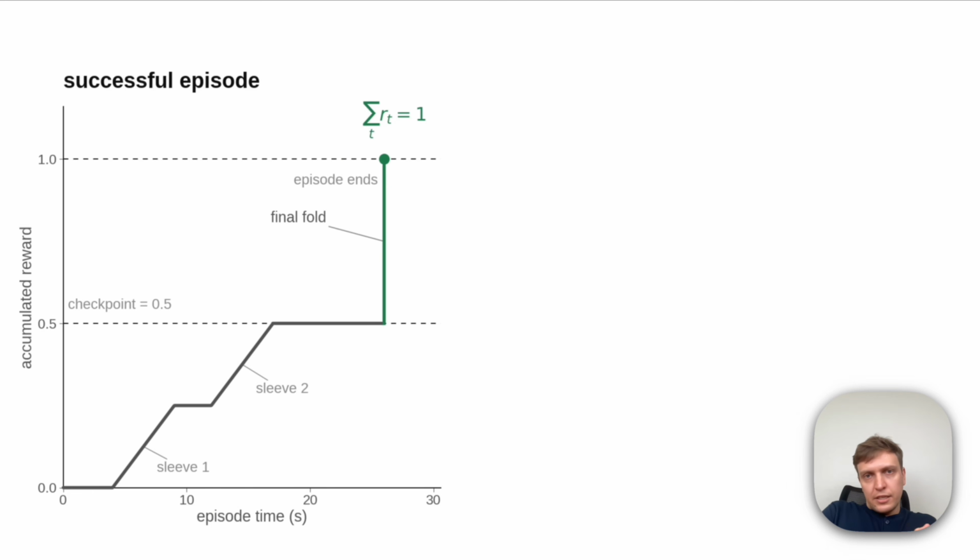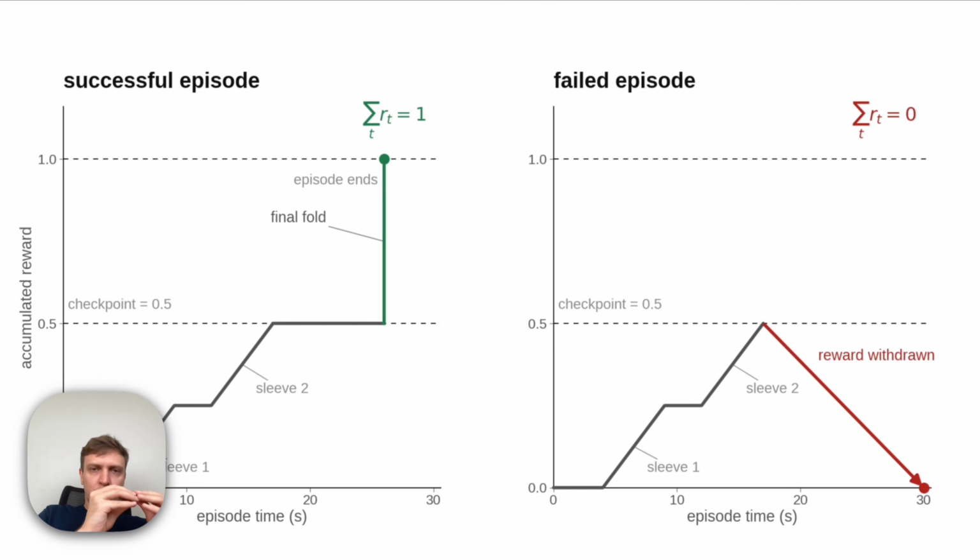The typical chart for a successful episode looks like this, like the one on the left. But what happens if we reach this first checkpoint, if we get 0.5 reward, but then eventually fail? You can make different decisions here. I'm not sure whether the one that I made is correct or not, but what I decided to do is to withdraw all the reward in case of eventual failure. So if you reach the checkpoint, if you complete half of the task, but then fail, I give you some negative reward slowly till the end of the rollout.